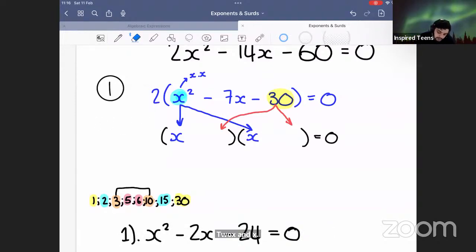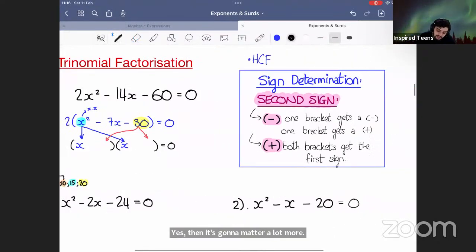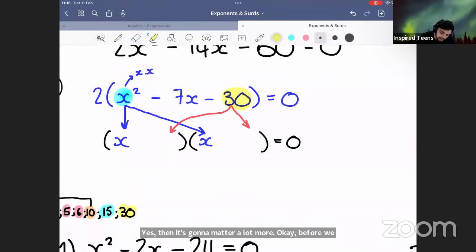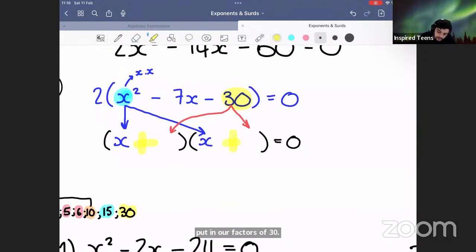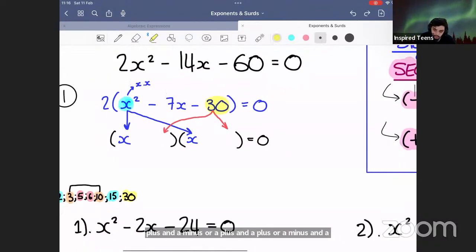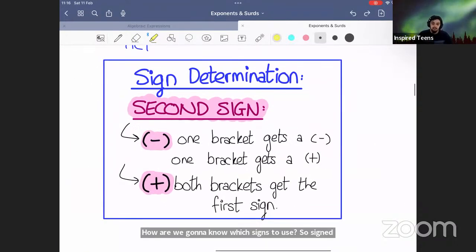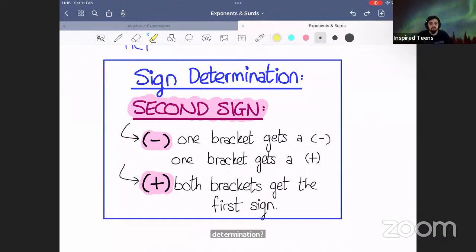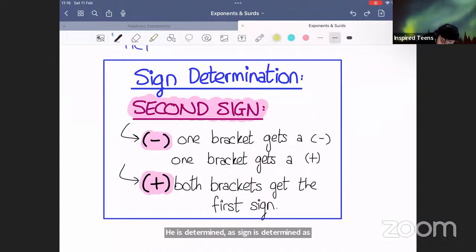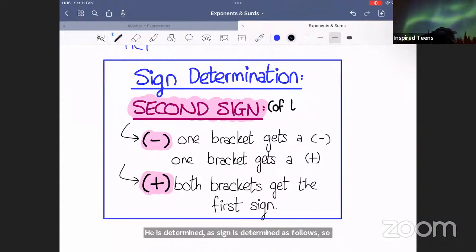Before we put in our factors of 30, let's talk about the signs, because we need to have a plus and a minus, or a plus and a plus, or a minus and a minus. How are we going to know which signs to use? Sign is determined as follows: you're always going to look at the second sign of the trinomial.